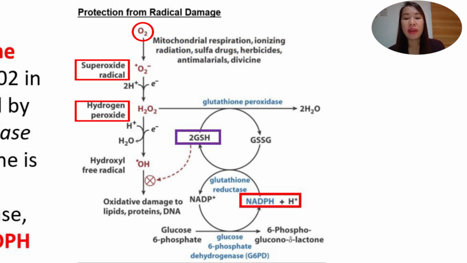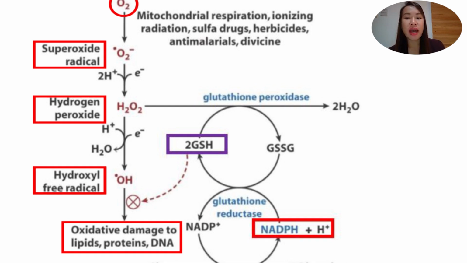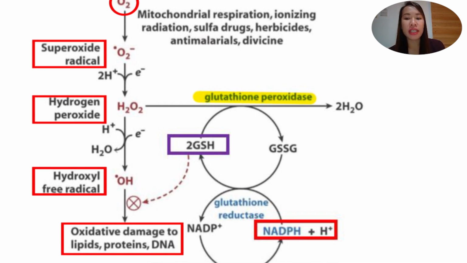Now, your hydrogen peroxide, we would like to stop. Magpo-produce kasi siya ng hydroxyl free radical. And this hydroxyl free radical will cause oxidative damage to lipids, proteins, and DNA. So we want to stop this process. Now, in order to stop this process, kailangan mag-act upon ang glutathione peroxidase to convert hydrogen peroxide, to catalyze or remove hydrogen peroxide, kailangan natin ng glutathione peroxidase.